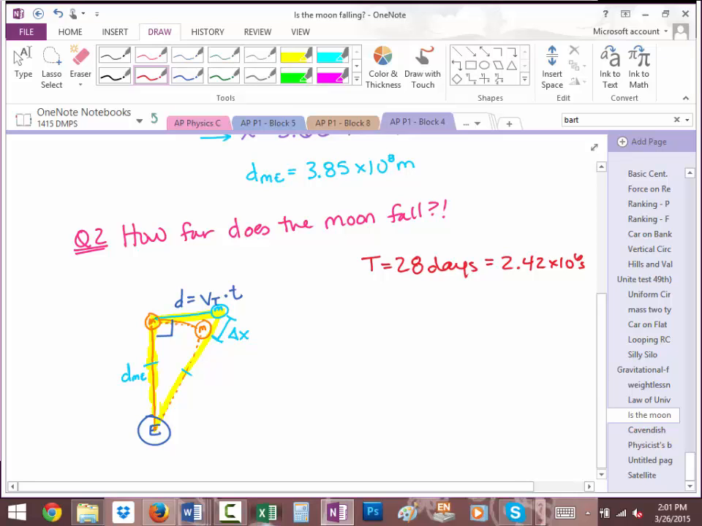We have a plan. I want to know what delta x is. I want to know how far the moon falls. I'm going to give you a few minutes to work on that. Go.